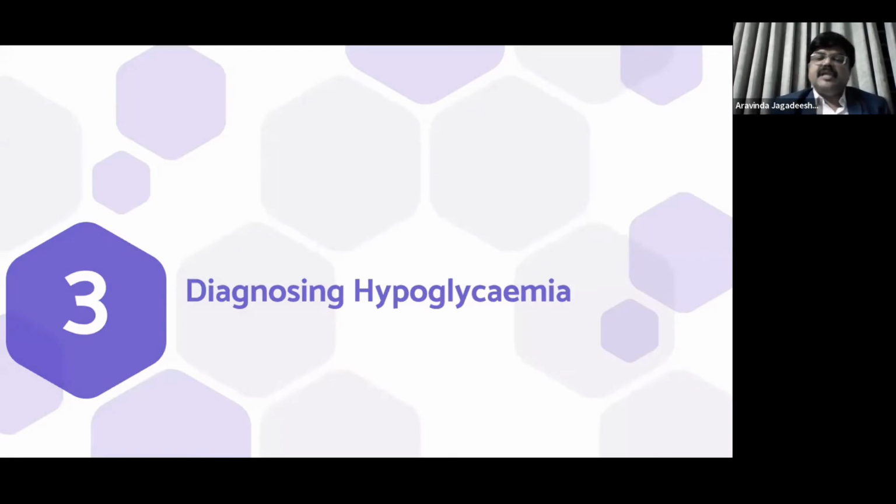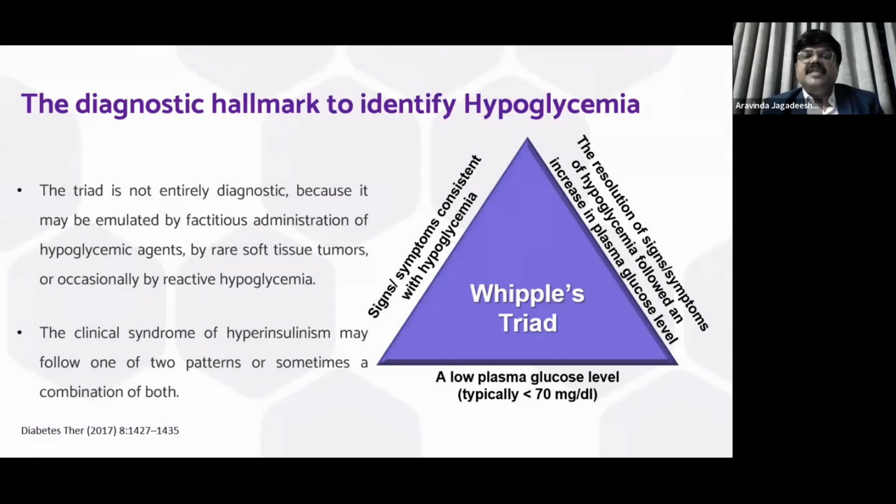So now coming to the diagnosis of hypoglycemia, it is the Whipple's triad. You can see on the right-hand side what the triad is. One is a low plasma glucose level, typically less than 70 milligram per deciliter. Second, signs and symptoms consistent with hypoglycemia. And the third one is the resolution of signs and symptoms of hypoglycemia following an increase in plasma glucose level.